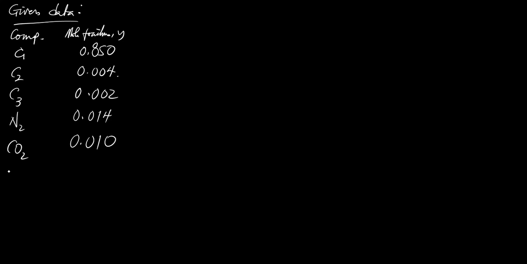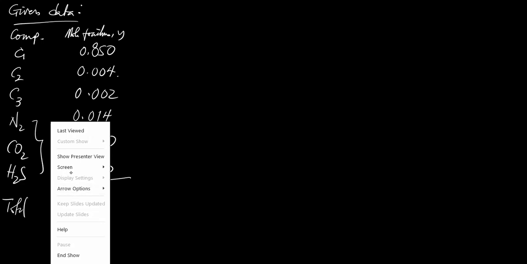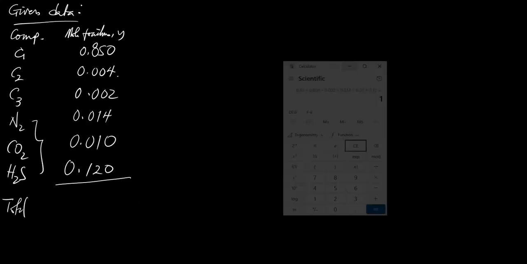0.010. The mole fraction of H2S is 0.120. Now, if you look at this critically, these are the non-hydrocarbons in the mixture. So before we continue, we need to check if the total of the mole fraction is equal to 1. It's supposed to be equal to 1. So now let's check by adding them together.